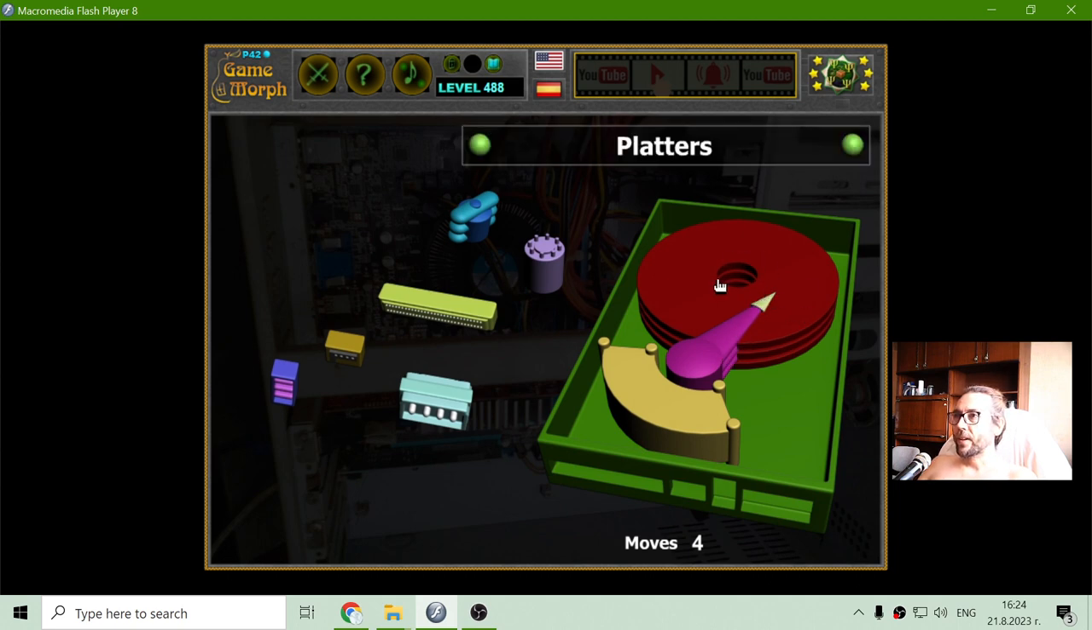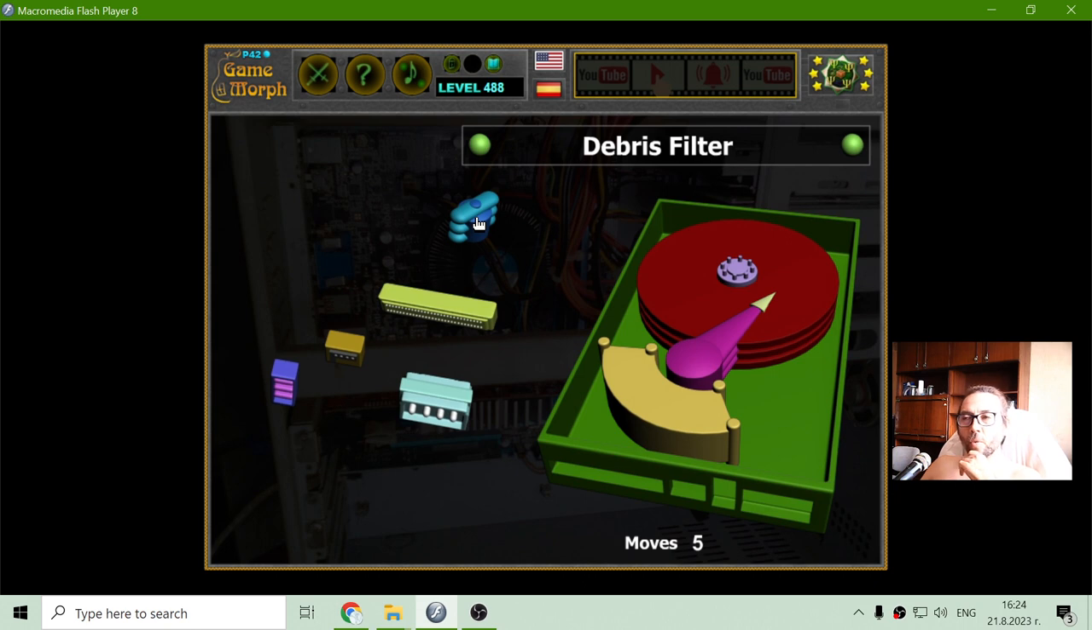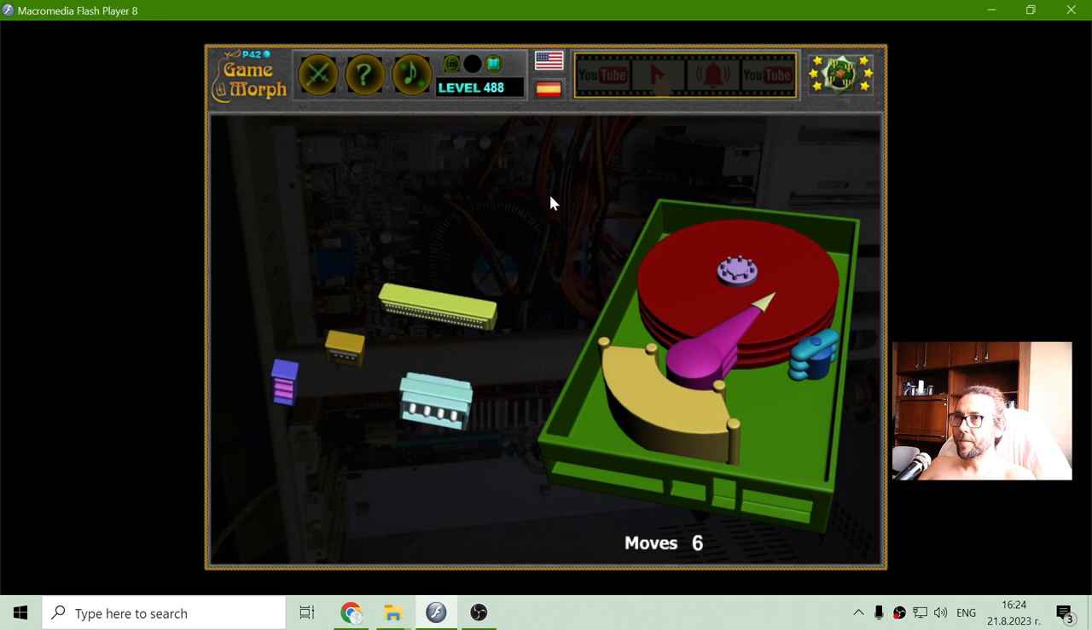Okay. Now, look, if these plates begin to rotate, they will fly away. So we need to fix them in place with a spindle. Right, and now almost all hard disk drives have debris filters. This one is maybe here, right?